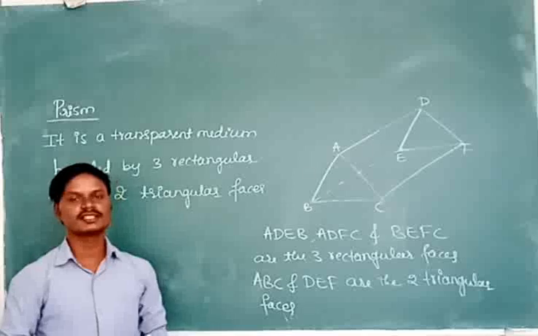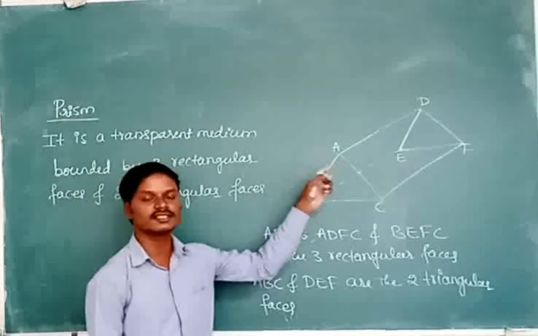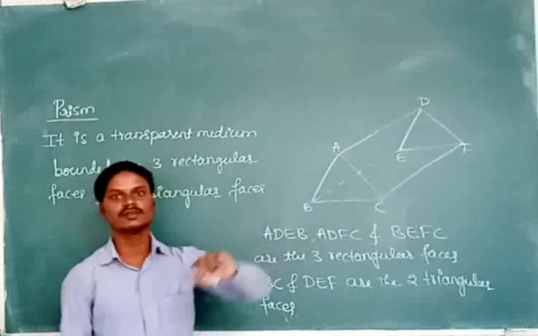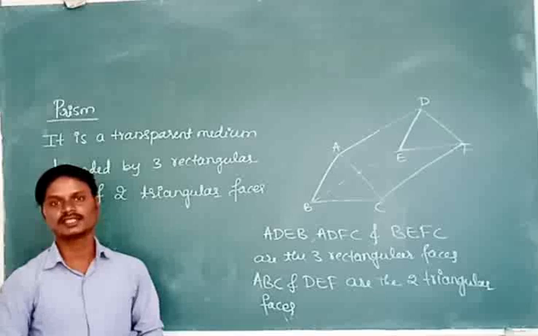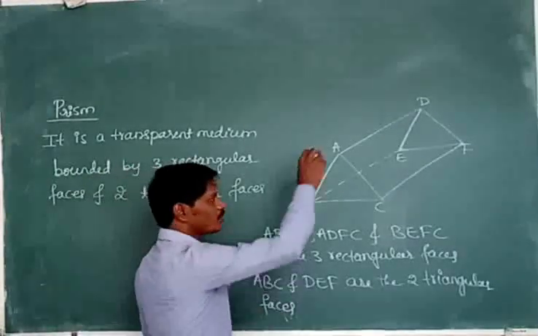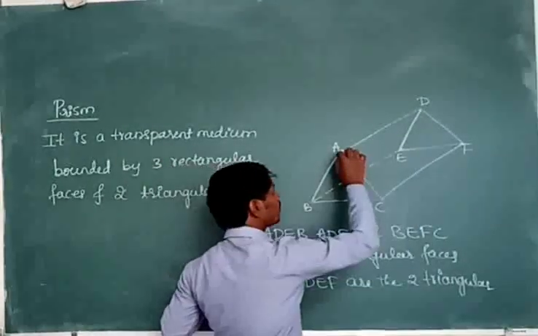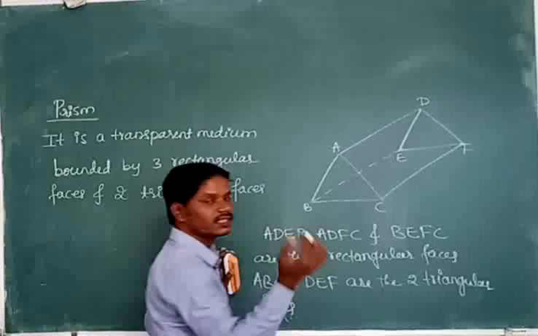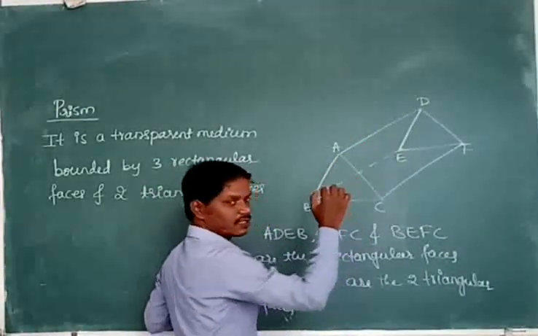What are the refracting surfaces here? These are the plane surfaces on which the light is incident and from which the light emerges. These 2 surfaces are called refracting surfaces. Next we are going to discuss the refracting edge. What is the refracting edge here? It is the common line for the 2 refracting surfaces.